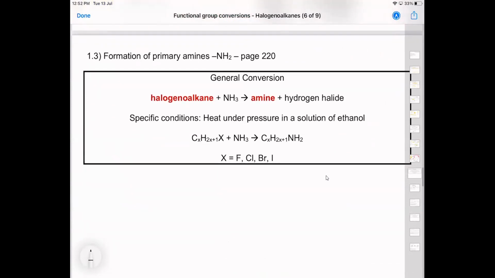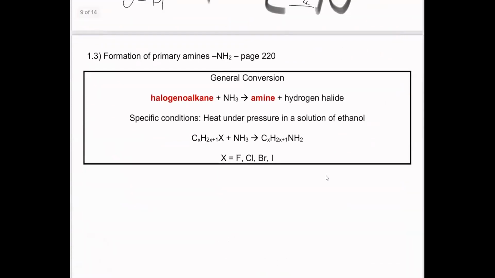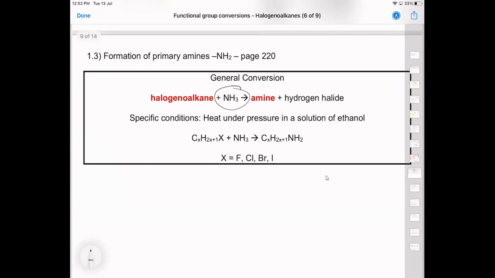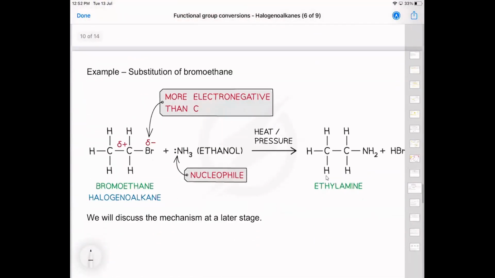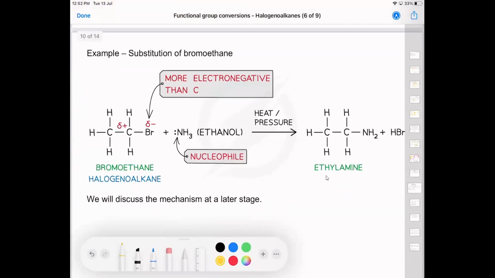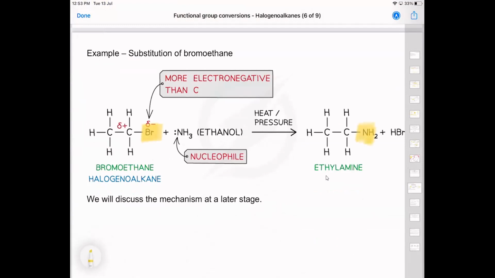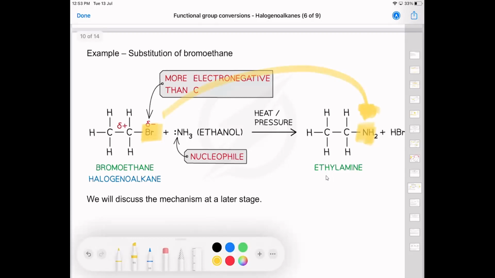And then the last thing that you can do is you can substitute, you can use ammonia, and you can get the amine. So if you look at this one over here, don't worry about all the delta positive, delta negative stuff. Just focus, there's the bromine, and it ends up as an NH2 over there. So all we've done is we've converted bromine into NH2. And you'll notice that NH3 loses a hydrogen. So that was 3, and that is 2.